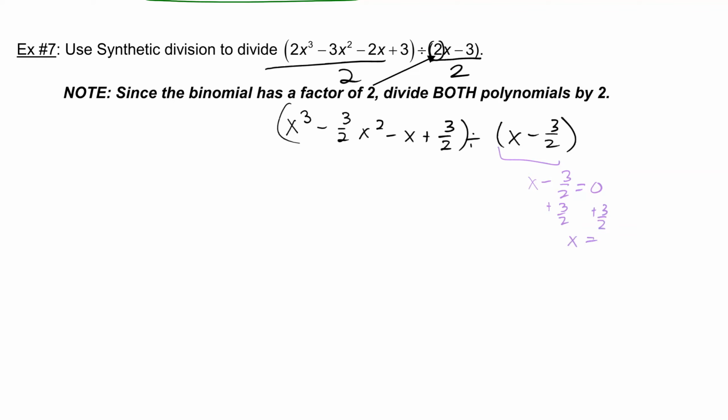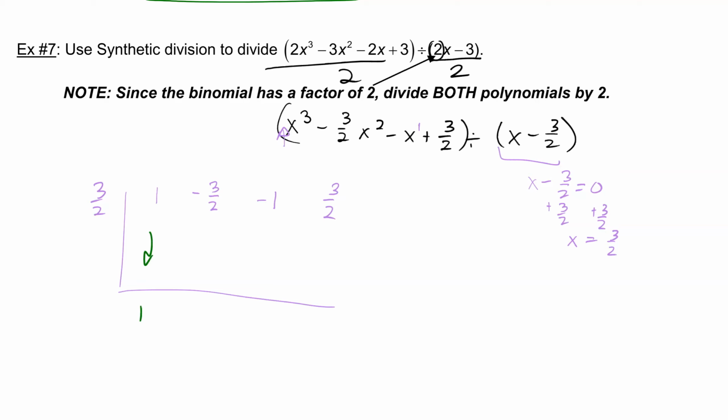All right, we see our magic number is going to be 3 over 2. Let's put our exponents. So I have 1 is the coefficient in front of our cubed term. Negative 3 over 2 is in front of squared. Negative 1 is in front of x to the first power. And then we have the 3 halves. Let's bring the first number down.